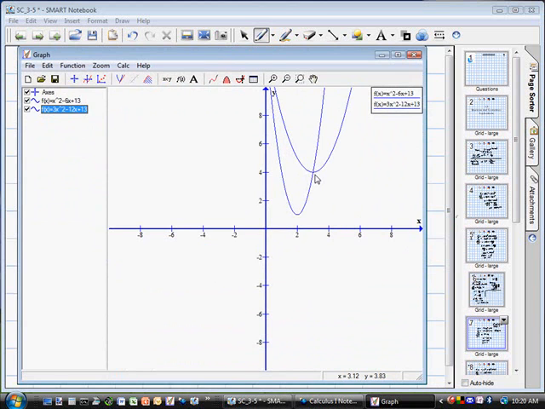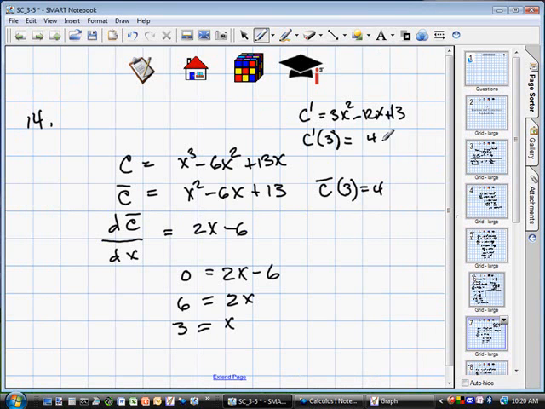at 3, 4, the average cost is equal to the low point. The average cost is equal to the marginal cost at that point. Okay. Store that one. On we go.